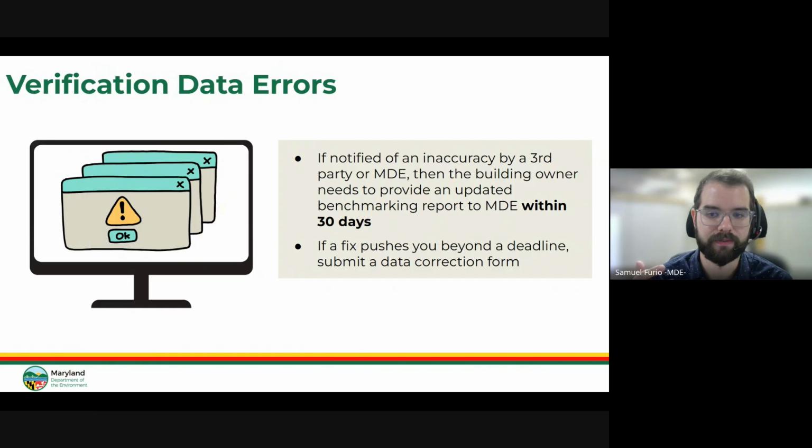And basically, if you're notified of an adjustment and the fix for that adjustment pushes you beyond the benchmarking deadline, then you're going to need to submit one of those data correction forms that you might have seen on the BEPS portal. Basically, that just tells our program that there was an adjustment to this data and we just need to re-download it so that we get the freshest data available for your building. So that's how the data notification process would work, and how you adjust for those if it pushes you beyond the deadline.